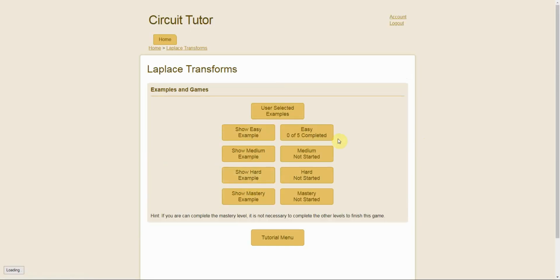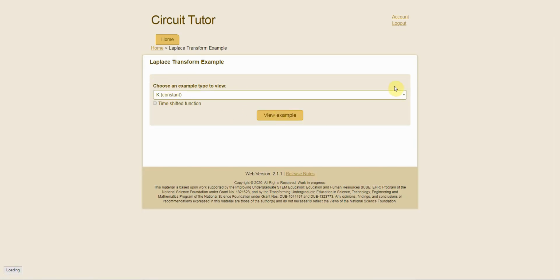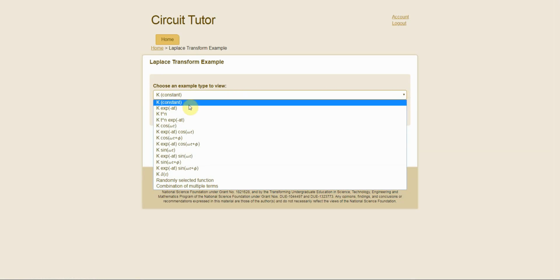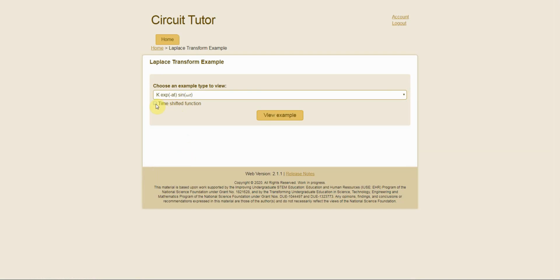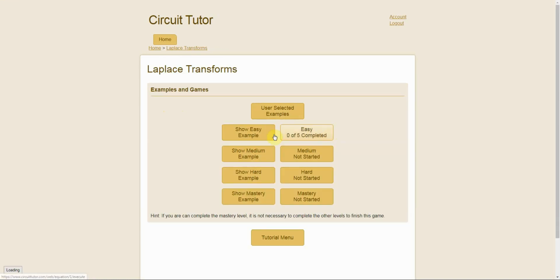And as always, we have examples available here at a variety of levels. It's always a good idea to look at that. And there's also a special feature here called User Selected Examples, which will allow you to pick particular functions to look at the Laplace transform of, which could be something that may not necessarily be included in the exercise. And you have the option also of making that time shifted, and then you could view that example. But we'll go back now and not do that.